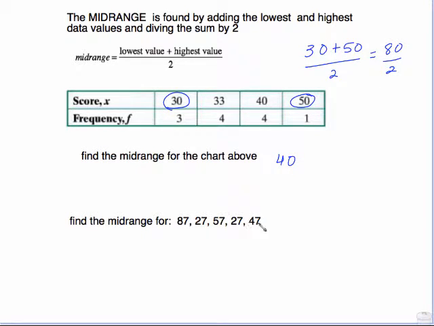Now when you look at a list here, just be careful. It's not always the first and the last number. It's got to be the smallest and the largest. So you might want to write them in order, or just look at this. 27 is the smallest and 87 is the largest. So 27 plus 87 divided by 2 equals 57.